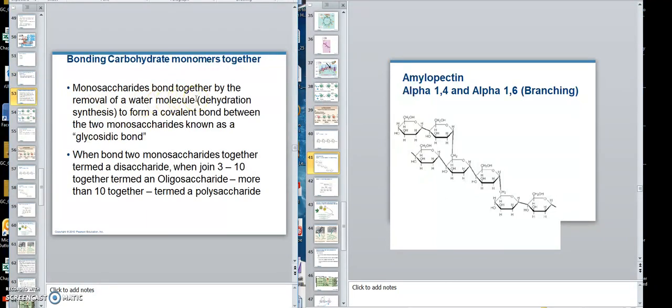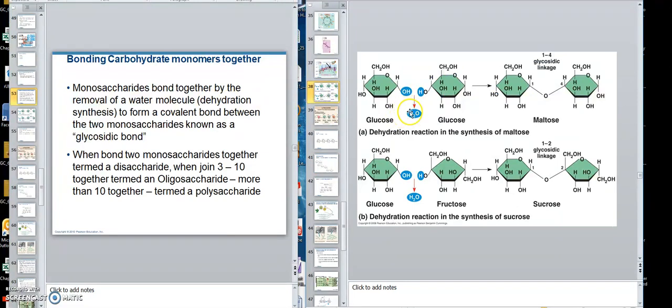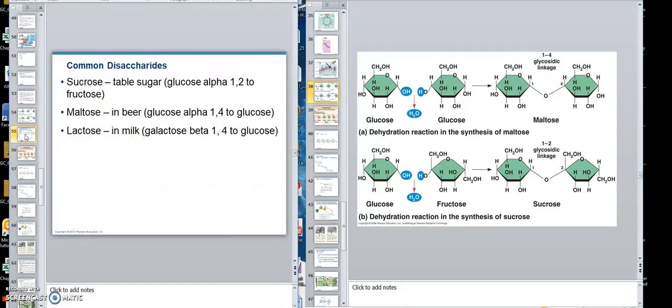Monosaccharides are bound together by the removal of a water molecule. This was just showing how they are formed. Dehydration synthesis forms a covalent bond. That bond is called a glycosidic bond. When two come together, it's a disaccharide. When 3 to 10, we call it an oligosaccharide, and greater than 10, a polysaccharide. Okay, so we go further.